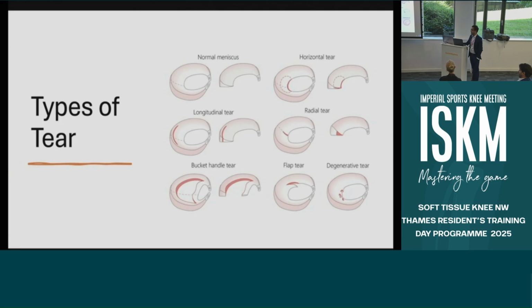Bucket handle tears, they're fairly obvious, and you've got things like flap tears. I think flap tears are basically a combination of a radial and a longitudinal, so there's just a bit more.